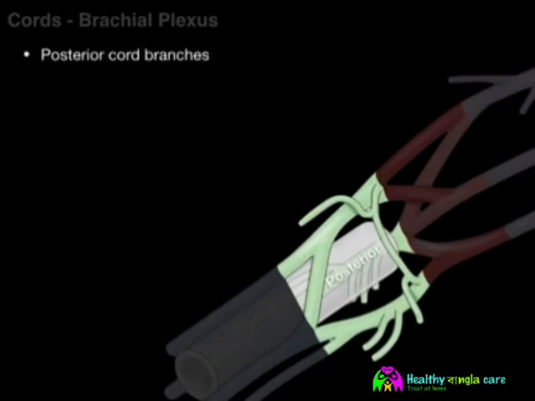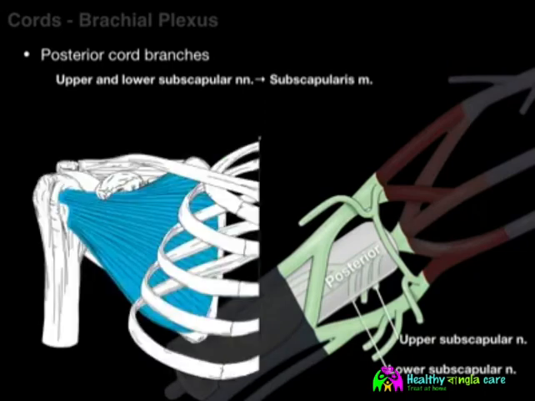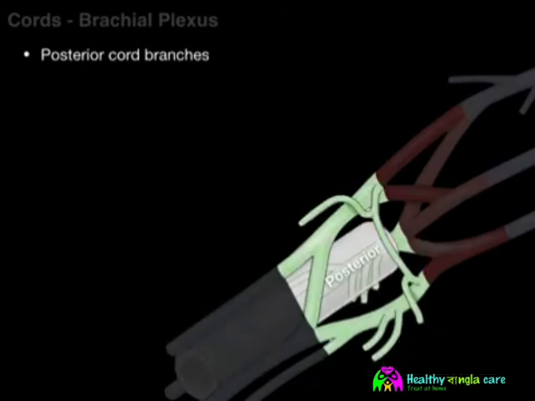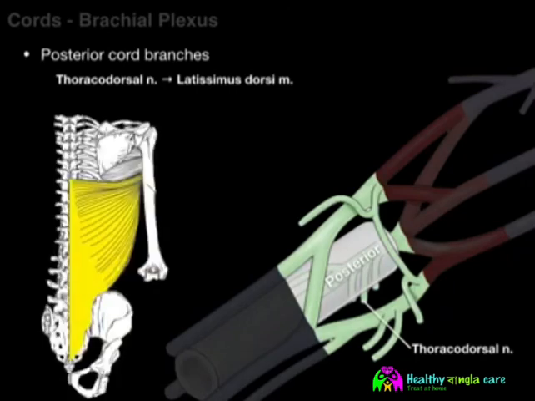So there's our posterior cord, and there's three branches. Upper and lower subscapular nerves that innervate our subscapularis muscle. There's our upper and lower subscapular nerves, and it innervates that muscle, the subscapularis, one of our rotator cuff. And then also we have the thoracodorsal nerve there, also called the middle subscapular nerve sometimes. It innervates our latissimus dorsi muscle.